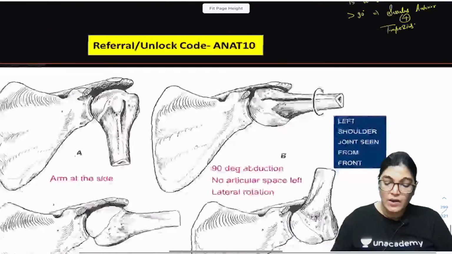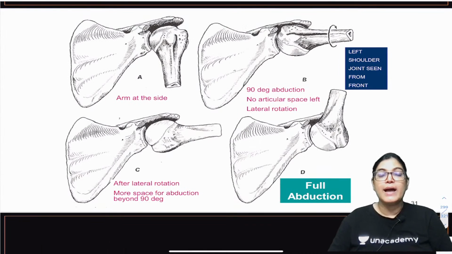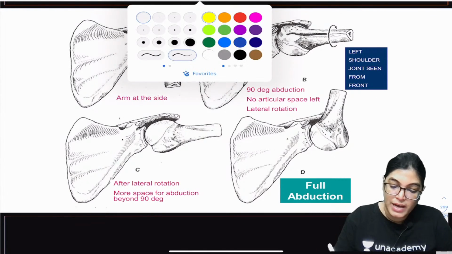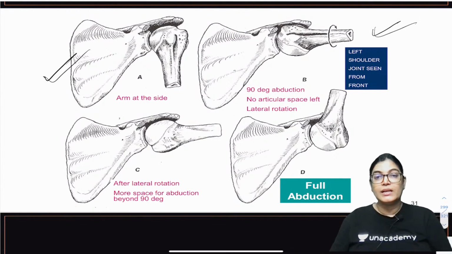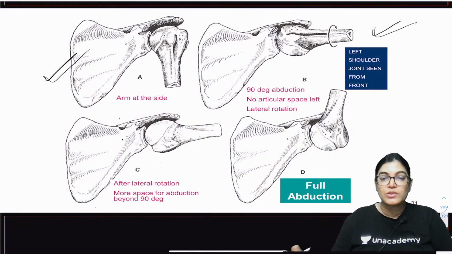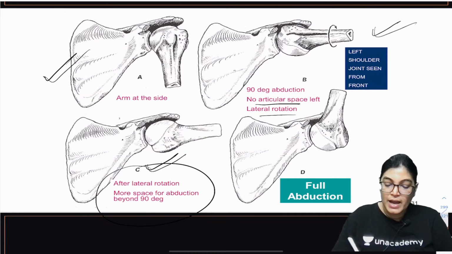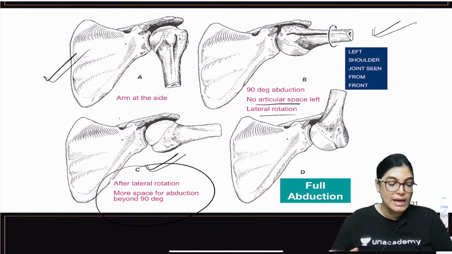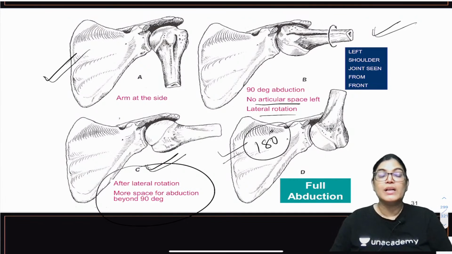Okay, yes. Now I also want to show you this diagram. This will show you the whole of abduction, how it takes place. At the first point when the abduction has been started, the arm is hanging by the side, and 90 degree of abduction is clearly done. After that, you can see no articular space is left between the glenohumeral joint. So thereafter, lateral rotation of the arm and humerus is done, a space is created, and more abduction is possible. Thereafter, forward movement of the scapula is done so that a full 180 degree of abduction is possible.